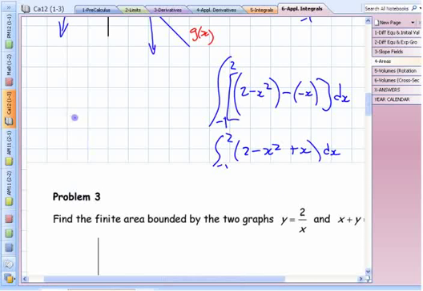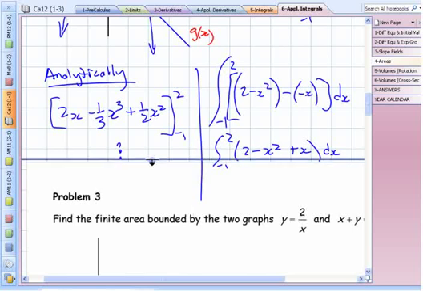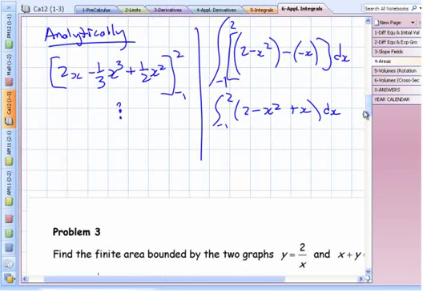If you did that analytically, you need an antiderivative, right? The antiderivative of that is 2x minus 1/3 x cubed plus 1/2 x squared, and evaluate that for -1 and 2. Blah, blah, blah. You'll get an answer, right? Or you can use the calculator, right?